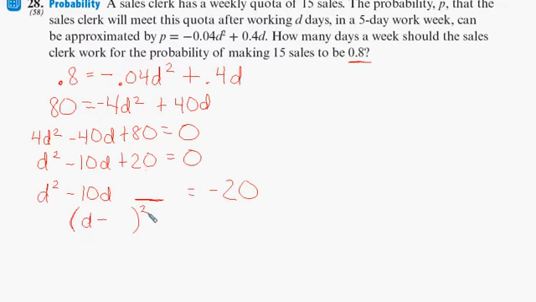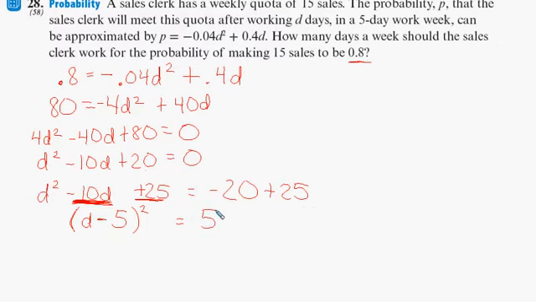So I know I'm going to have a d here, and then half of the middle term of the trinomial. Well, the middle term of the trinomial is negative 10. So half of that is negative 5. Okay, so that's why I wrote d minus 5 here, and then of course I have to square that. That's where I get my plus 25. Now, if I'm going to add plus 25 to this side, I certainly have to add plus 25 to this side to keep my equation balanced. So now I have equals 5.